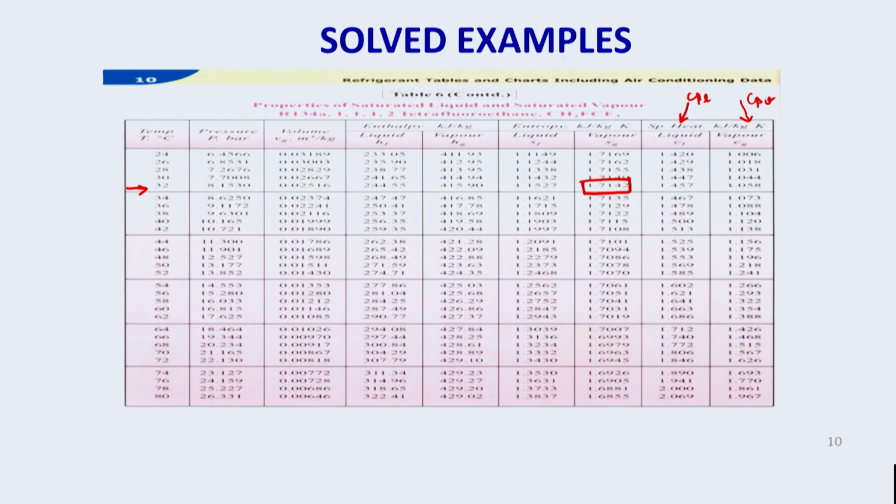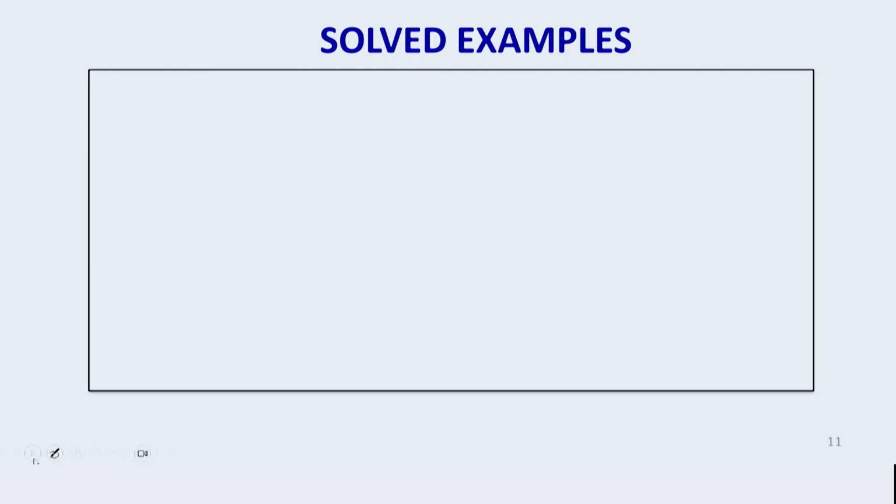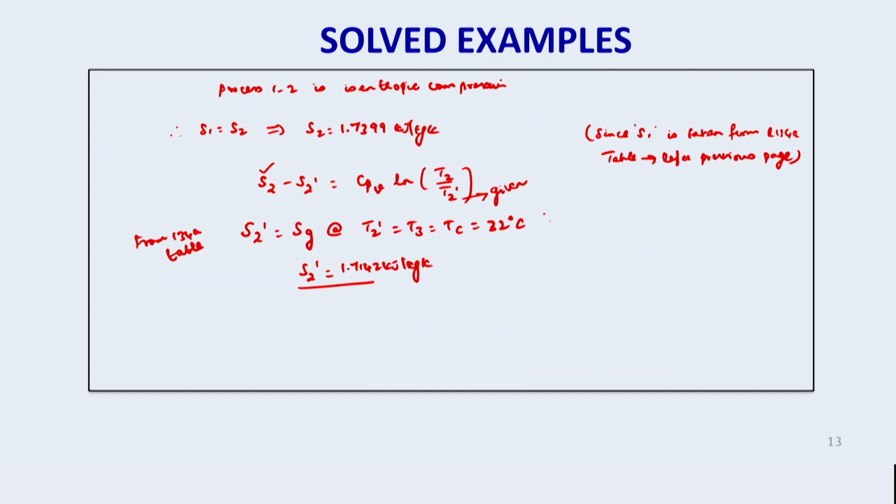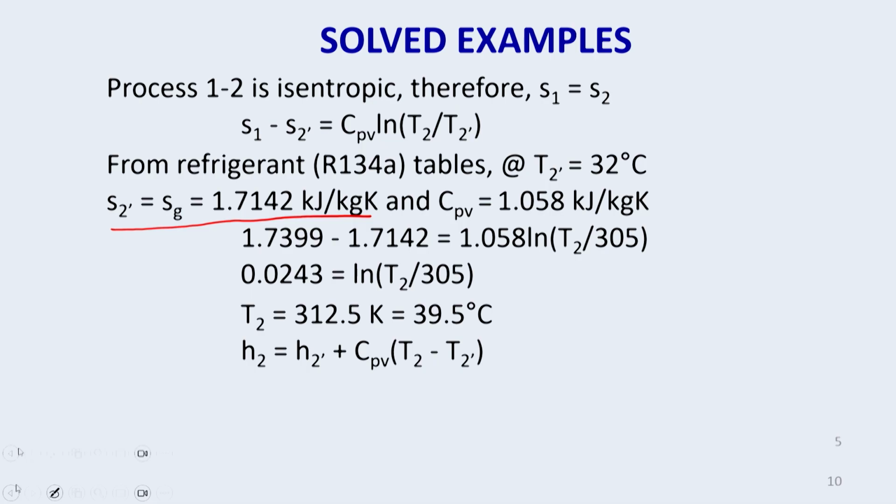So corresponding to 32, it is 1.058. The condition of refrigerant is vapor, so we have to take the vapor specific heat capacity. Cp of vapor is equal to 1.058 kilojoule per kg. This is the value which I have taken and which has been mentioned in this slide.